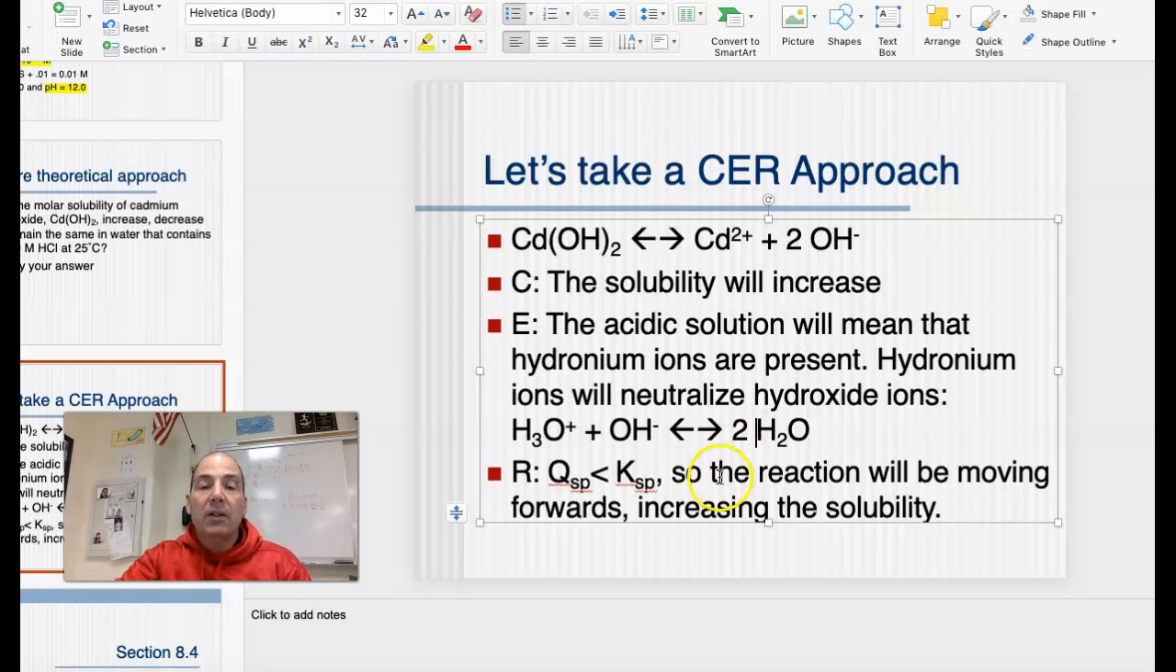Or we could talk about it in terms of reasoning. I didn't quote Le Chatelier. I could have. I talked about it in terms of Q. When I remove hydroxides, the value of Q is going to drop. So now it's going to be less than KSP, which means the reaction is going to move forward, increasing the solubility. All right, so that's the idea of solubility and how it affects pH and whatnot, or how pH and solubility kind of interact there a bit.